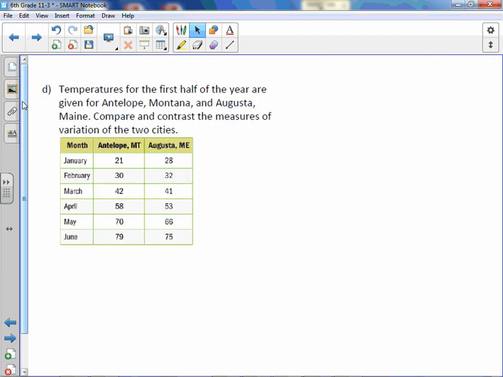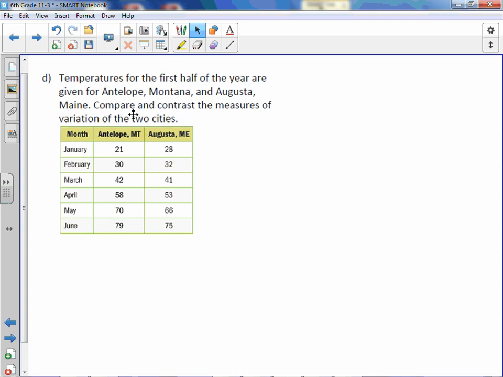Okay, one more. Again, you're going to want to write fairly small. Temperatures for the first half of the year are given for Antelope, Montana and Augusta, Maine. Compare and contrast the measures of variations of the two cities. So we need to order them from least to greatest, and actually these are already ordered from least to greatest, which makes it a little bit easier. Coincidentally, they are ordered.